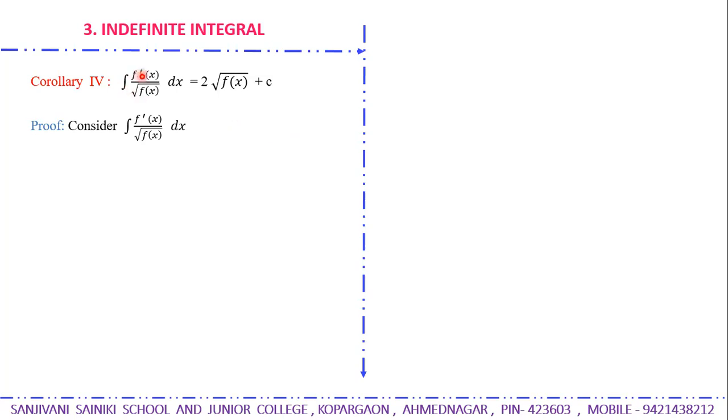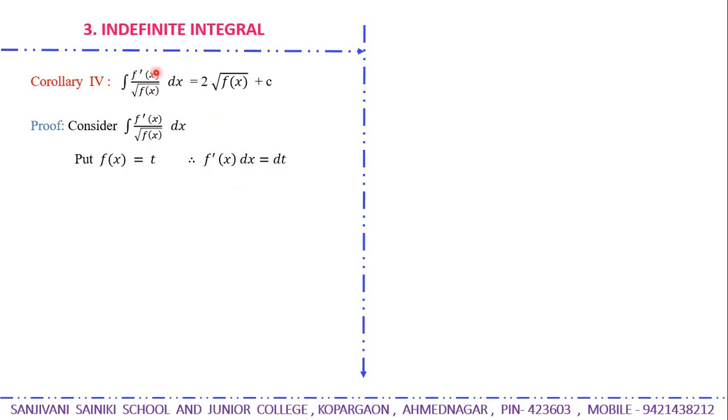Now look at this function, f dash of x upon root f of x. Here the denominator contains the root of the function and the numerator contains the derivative of that function. So its integral is 2 root f of x plus c. Again we have to use the same substitution: put f of x is equal to t, f dash of x dx is equal to dt.